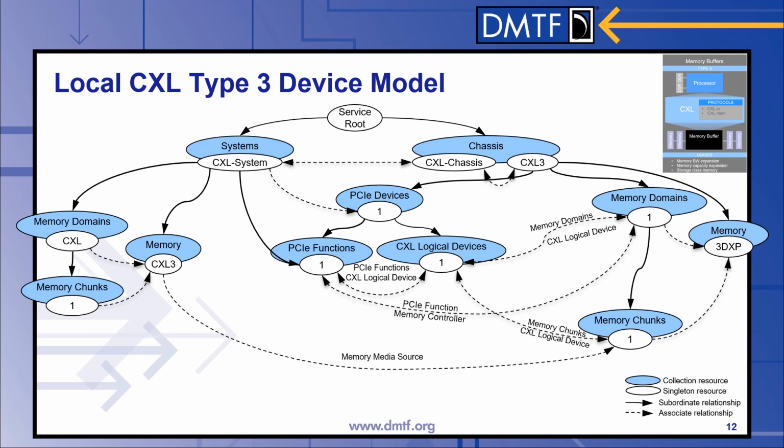In a local Type 3 CXL device, we have a memory expansion device. The device is represented as CXL3 in chassis with a PCIe device and a PCIe function. There is also a CXL logical device that represents the memory on the device and a memory chunk representing the assignable memory region. In a CXL system, we have a CXL3 memory device that represents that memory chunk defined in the memory domain from CXL3. This is represented as a memory media source in CXL3 memory in CXL system.